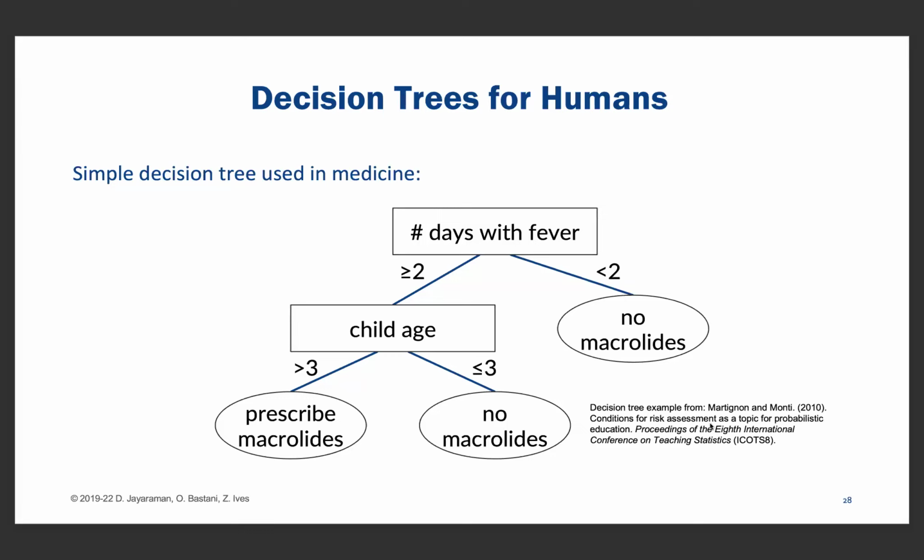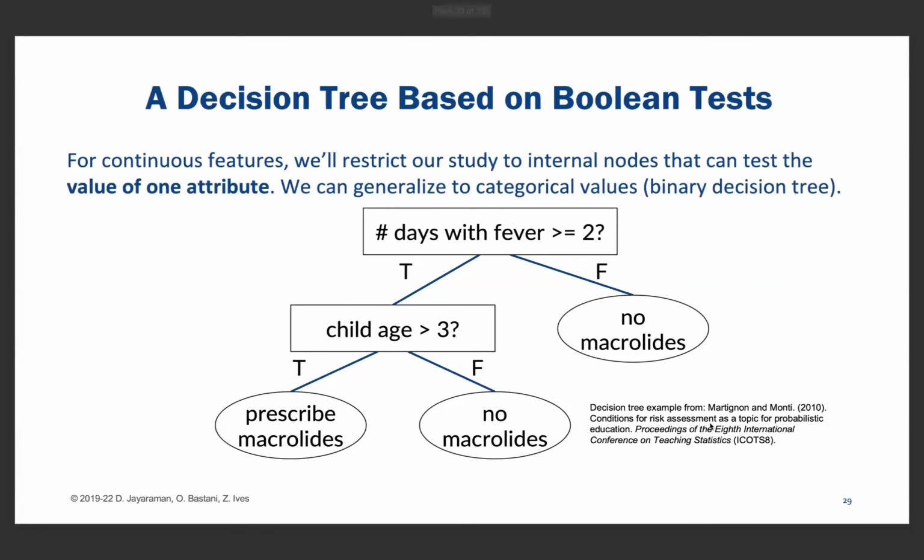And decision trees are something exactly similar. If we want to make an attempt to formalize it, we need to formulate it on the level of Boolean statements, yes or no, true or false. So it's essentially the same thing. Yes, days with fever greater or equal than 2, true, false, and so on.